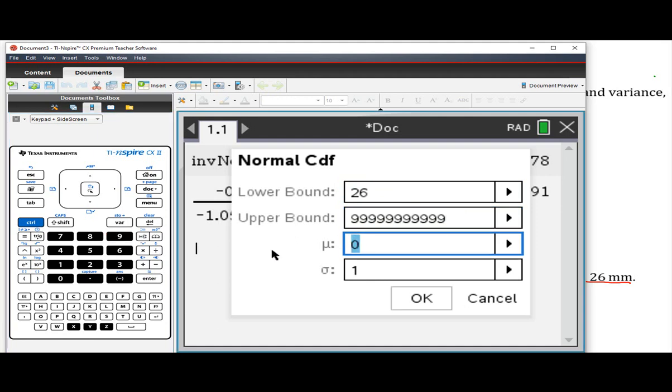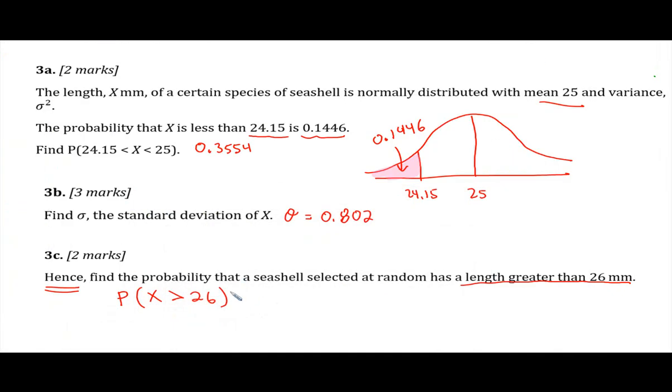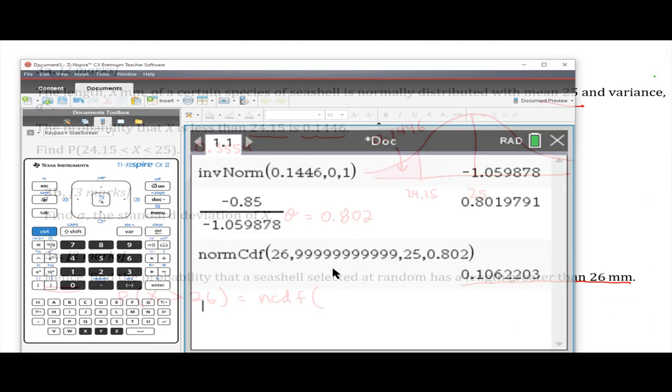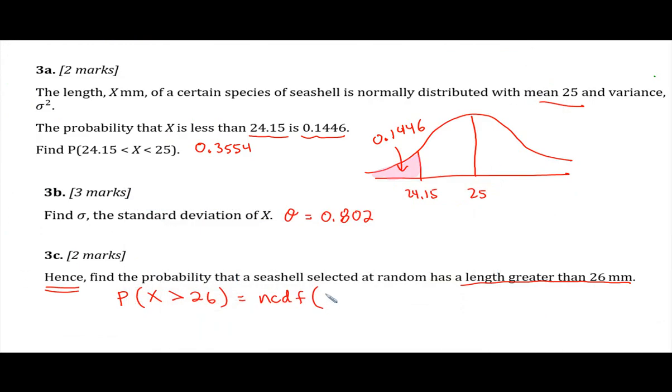Now, our mean, we know, is 25, and we calculated the standard deviation, which was 0.802. Go ahead and click OK. Now, typically, I like to write all this information so that you let the person grading know what you did on the calculator. So I would write normal CDF and write in all this.